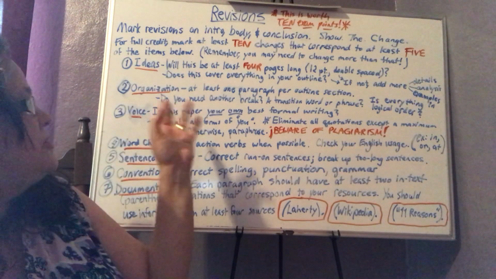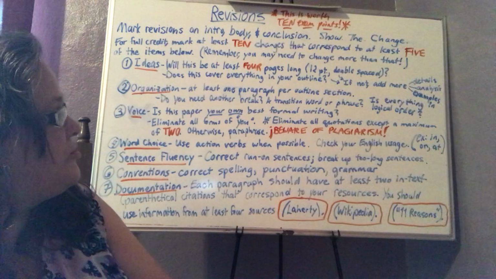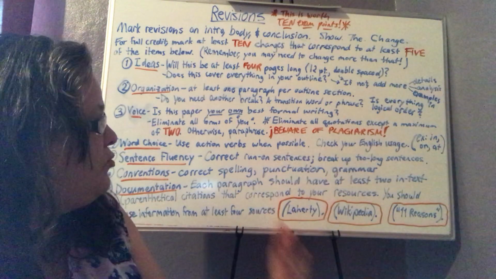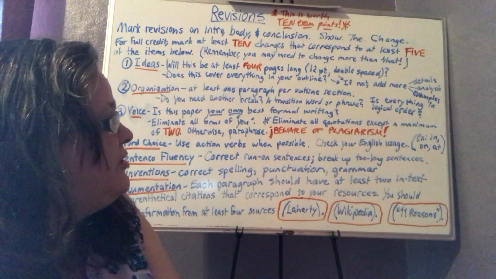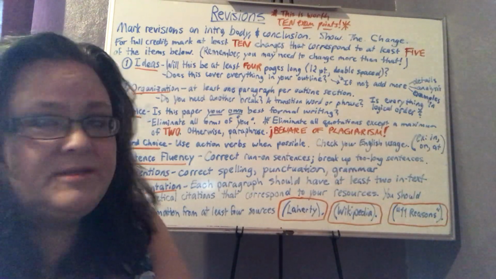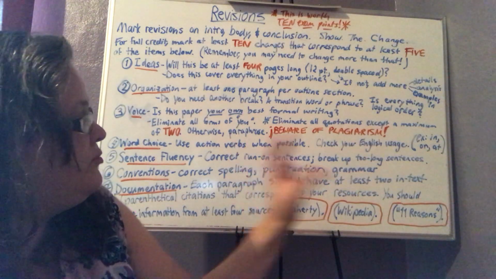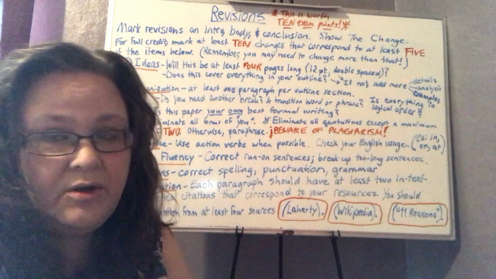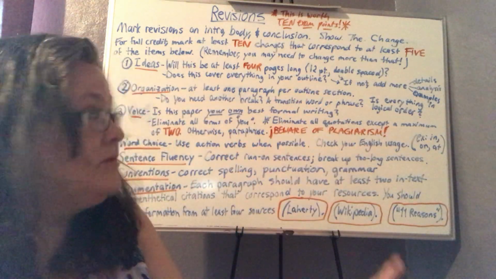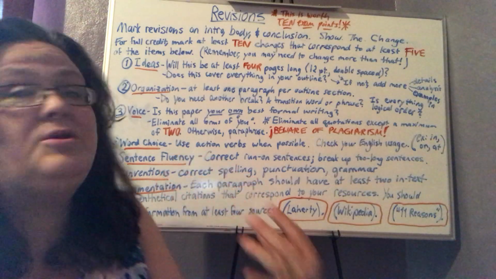Number 2, organization. At least 1 paragraph per outline section. Okay, so there should be an intro paragraph. There should be 1 or 2 background paragraphs. There should be a paragraph for each of that section 3 part of your outline, A, B, and C. And there should be a conclusion paragraph. Do you have all of those? Okay. Is everything in logical order? Do you need another paragraph break?